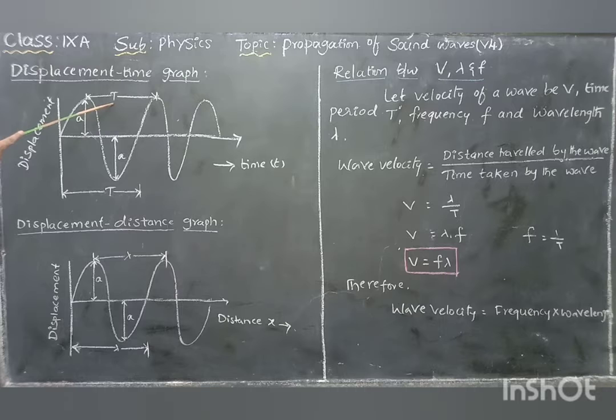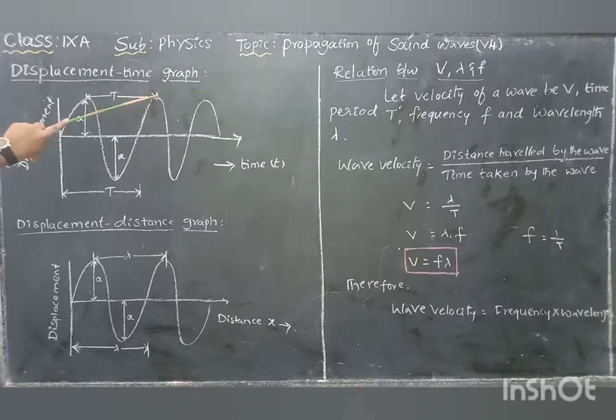Next, time period is nothing but one vibration completed. One vibration completed means from here to this is a half vibration, and again here also a half vibration. One is completed. From here to here the wave is completed. Again it is repeated, continuously repeating. How much time is taken from here to here is the time period.